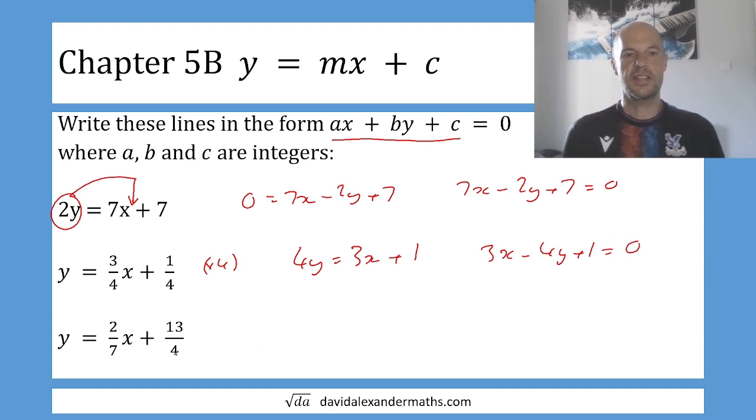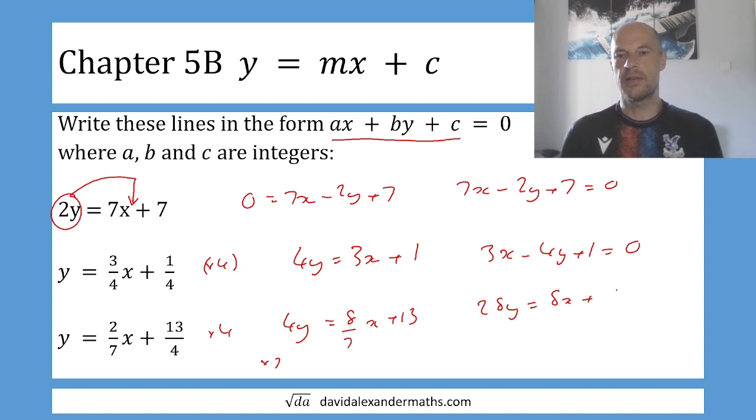For this next example, I'm going to multiply through by 4 to give myself 4y equals 4 times 2 sevenths, which is 8/7 x plus 13. Now I'm going to multiply through by 7. If you wanted to, you could have multiplied through straight away by 28, but let's just do it one step at a time. 7 4s are 28, so that's 28y equals 8x plus 13 multiplied by 7, which is 91.